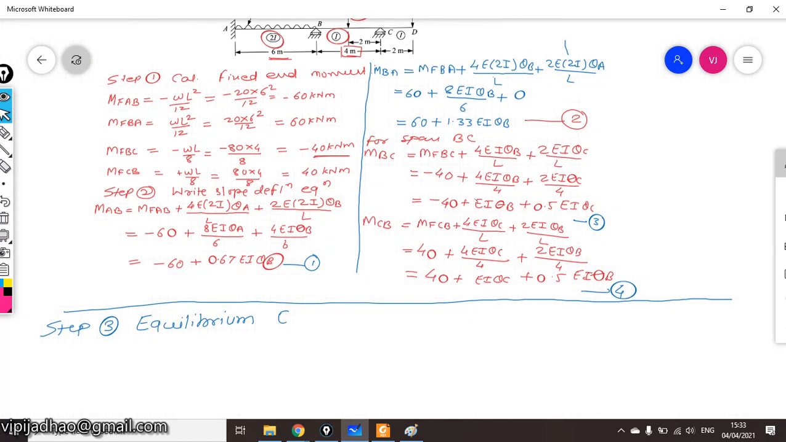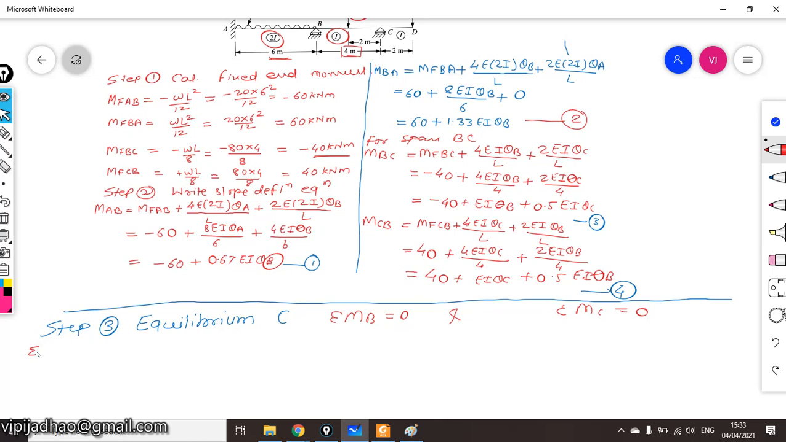So we get two equations: summation of moment at B equal to 0 and summation of moment at C equal to 0. For summation of moment at B equal to 0, that is MBA plus MBC equal to 0. At B we will have two moments, that is MBA and MBC.